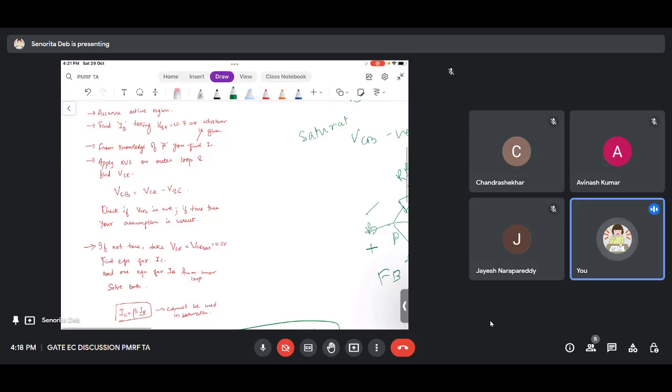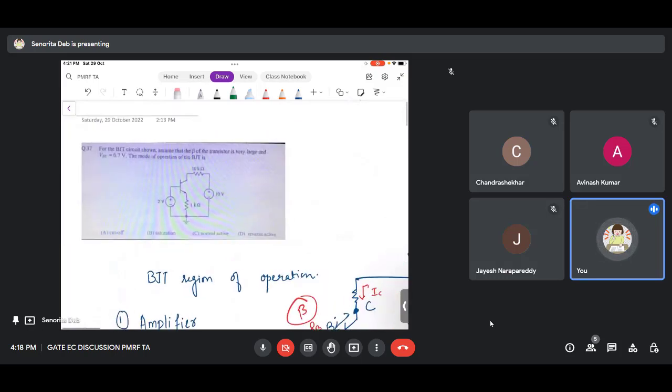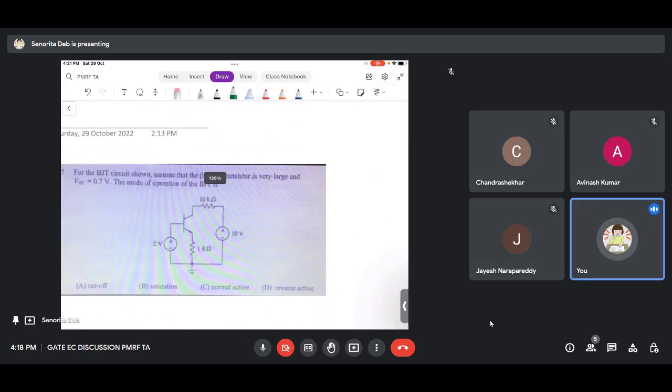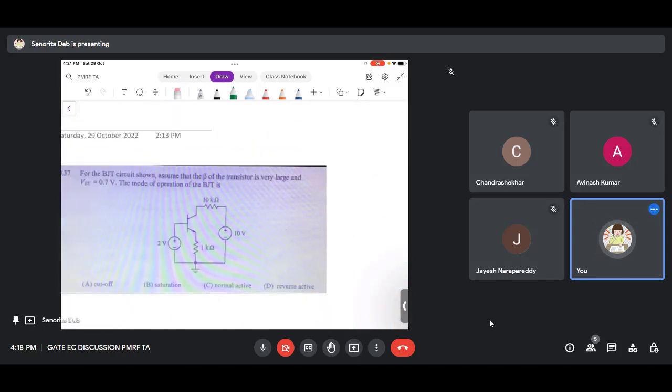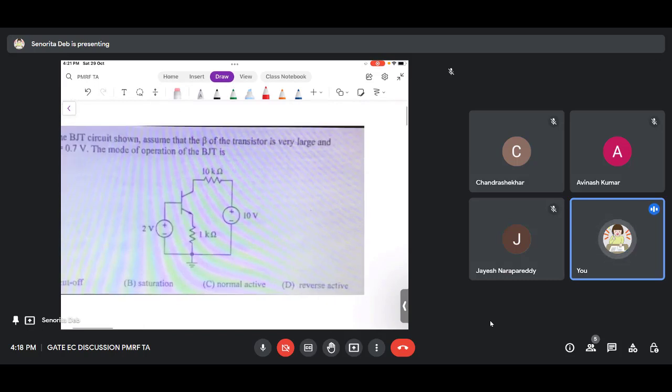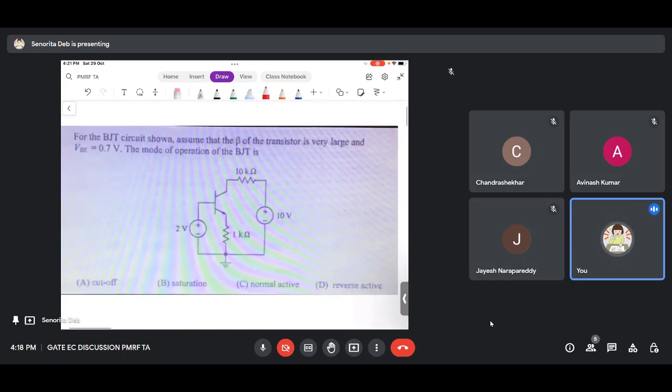So now there was a question that Chandrasekhar had shared. In this question, you can see that 2 volts is given in the input, right? And VBE on is given as 0.7 volts. So I'm assuming here it is 0.7. I'm assuming it is in active region. So what is the voltage here? It is 1.3. 2 minus 0.7 is 1.3. So if 1.3 is here, that means the current here is 1.3 milliamperes.